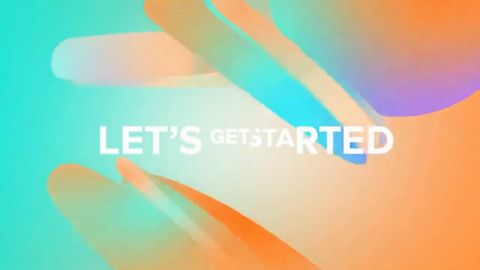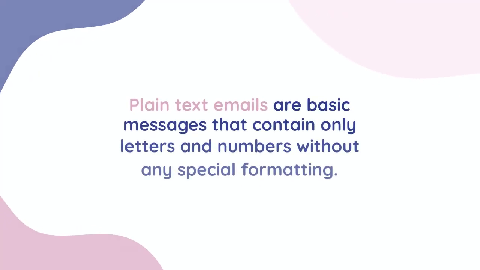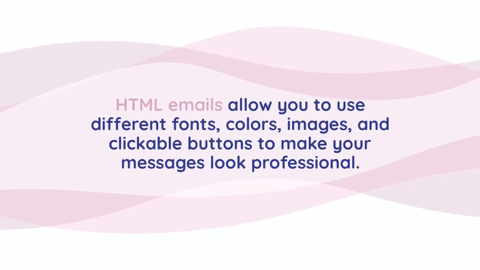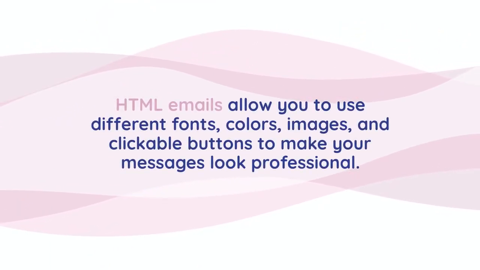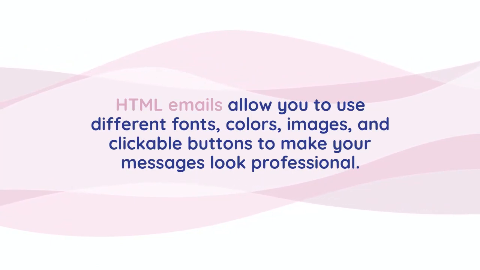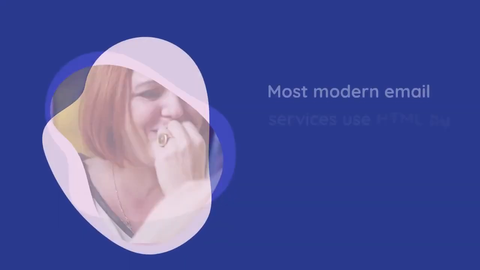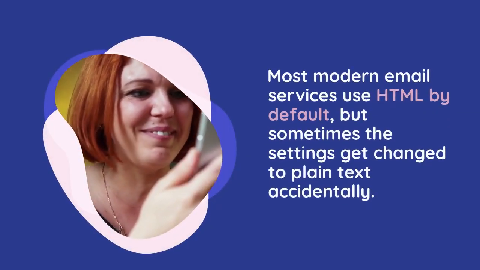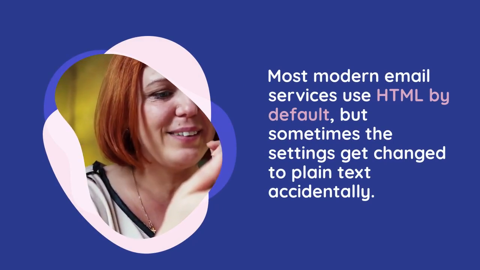Let's get started. Plain text emails are basic messages that contain only letters and numbers without any special formatting. HTML emails allow you to use different fonts, colors, images, and clickable buttons to make your messages look professional. Most modern email services use HTML by default, but sometimes the settings get changed to plain text accidentally.